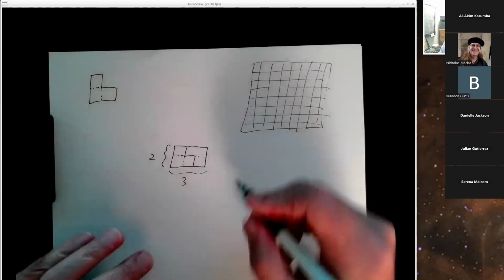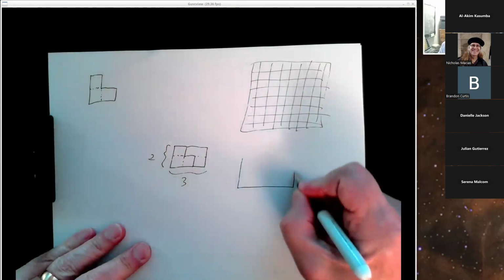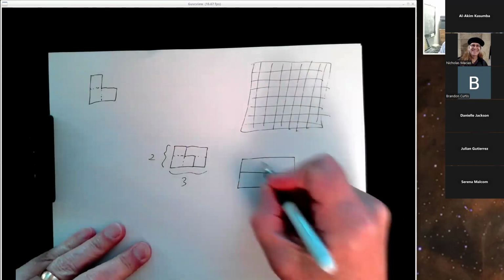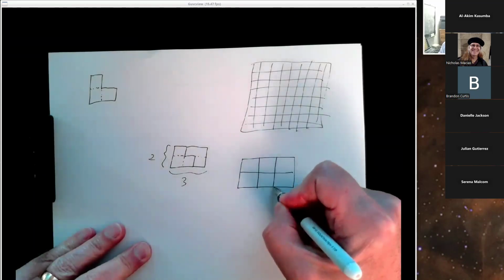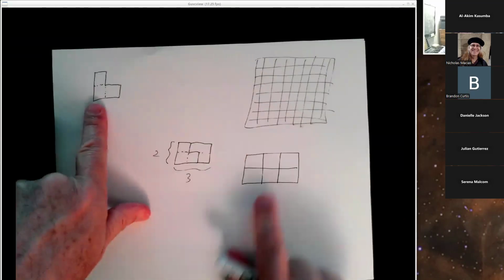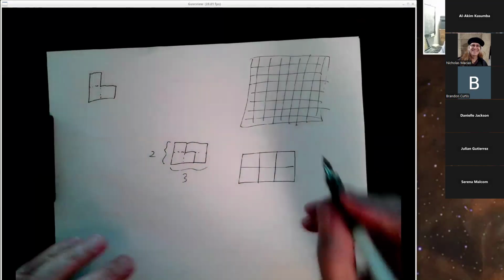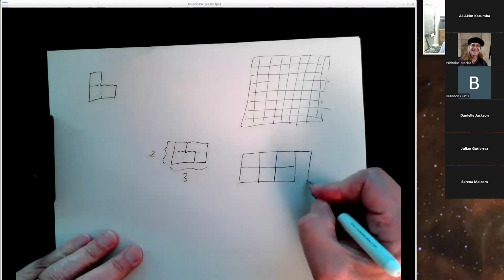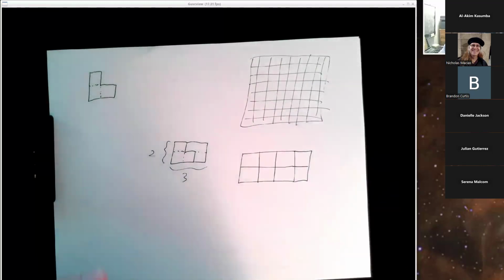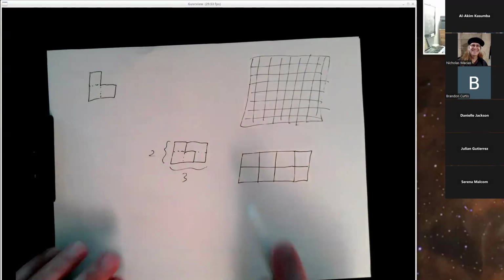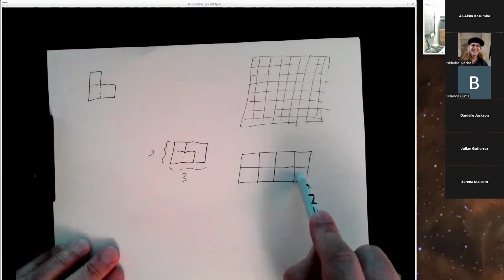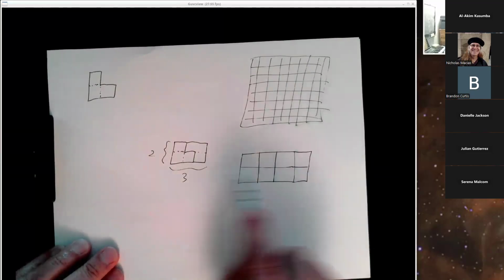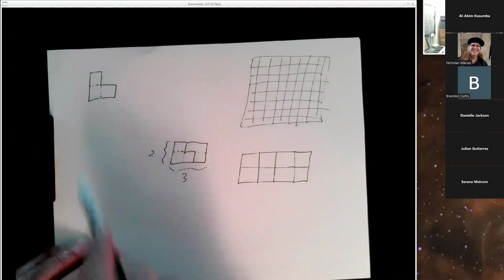But if your floor was shaped like this, there's no way you can use these to tile it. Sorry, there is. If it was shaped like this, you can't tile it. And you can't tile it for one thing just by counting tiles. I've got 1, 2, 3, 4, 5, 6, 7, 8 squares to fill, and every time I put down one of these, I cover 3 squares.